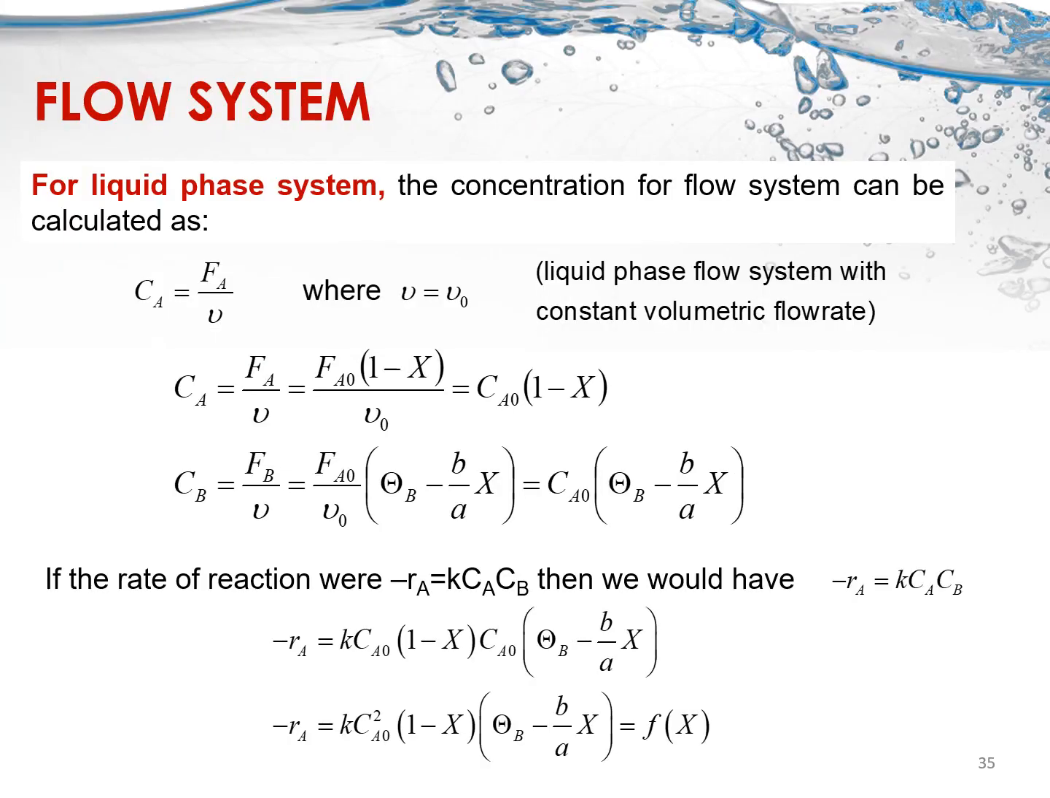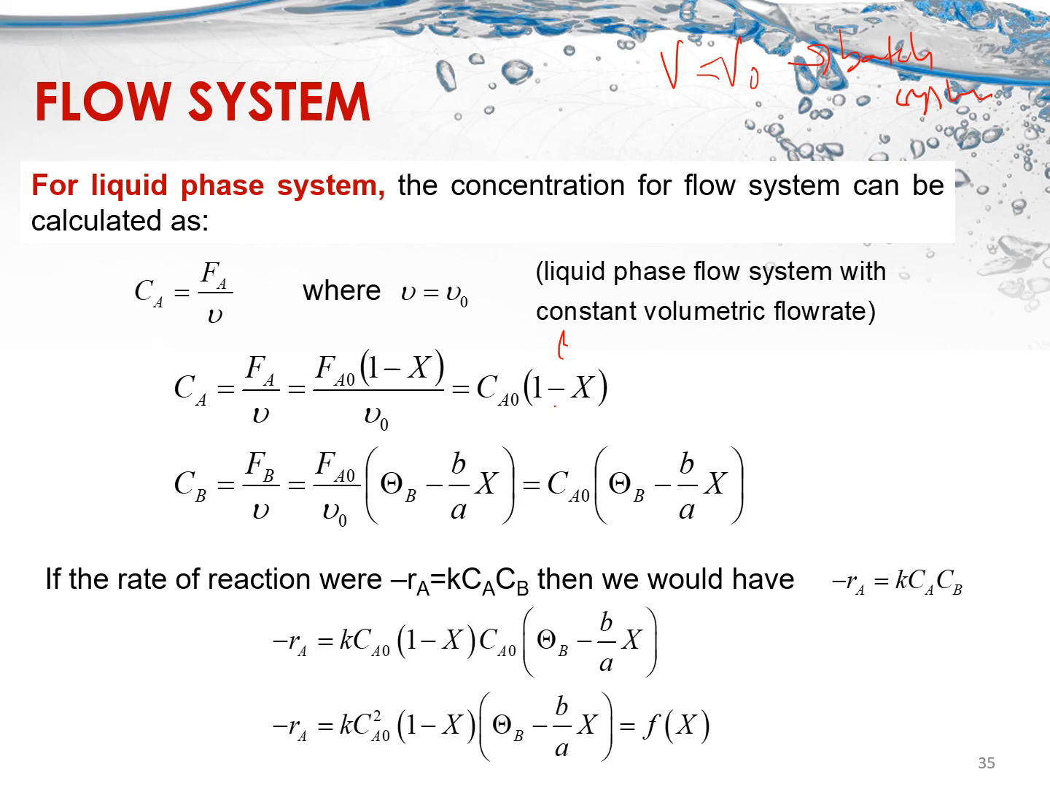Okay, now we move into the flow system. This is for the liquid phase system. Before this, for the liquid phase batch system, V equals V0. Before this we focused on the batch system, liquid, but now it is the flow system.